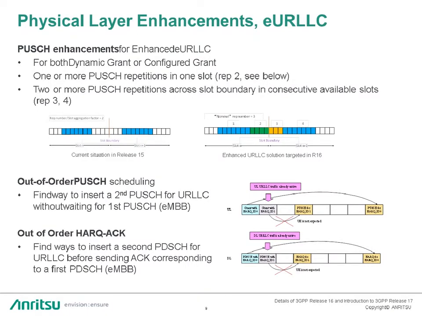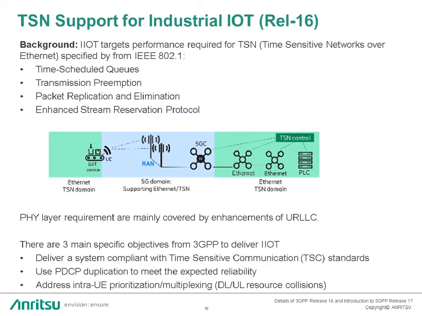and there is possibility of repetitions for PUSCH within a slot, and also it's possible to have 2 or more PUSCH repetition across slot boundary in consecutive slots, so adding more reliability. Also, out of order PUSCH scheduling is possible, out of order HARQ-ACK is possible. TSN support for industrial IoT.